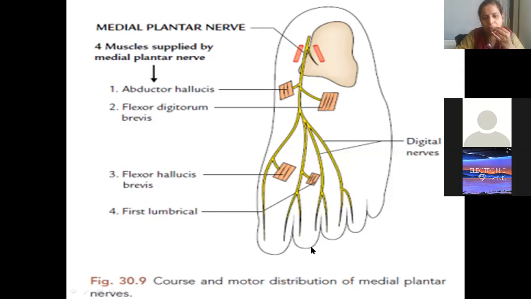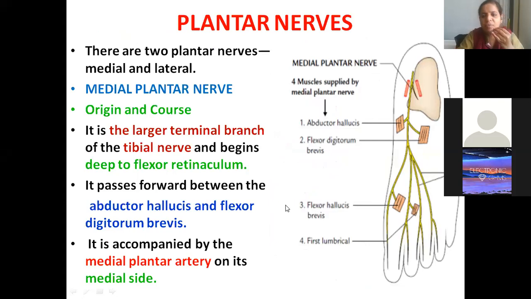Overall, how many, beta? 3.5. 1, 2, 3.5 digits are supplied by medial plantar nerve. Okay, please remember this picture and put it in your own words. So from the first common plantar digital nerve, we have nerve supply to the first lumbrical. Whatever is described in the picture is written in words.